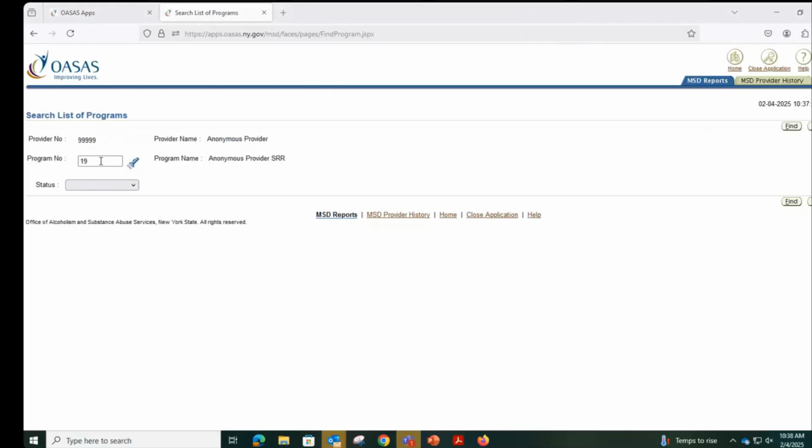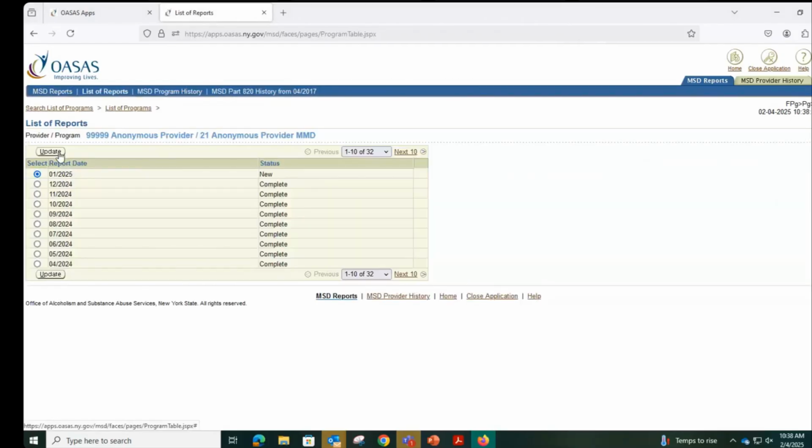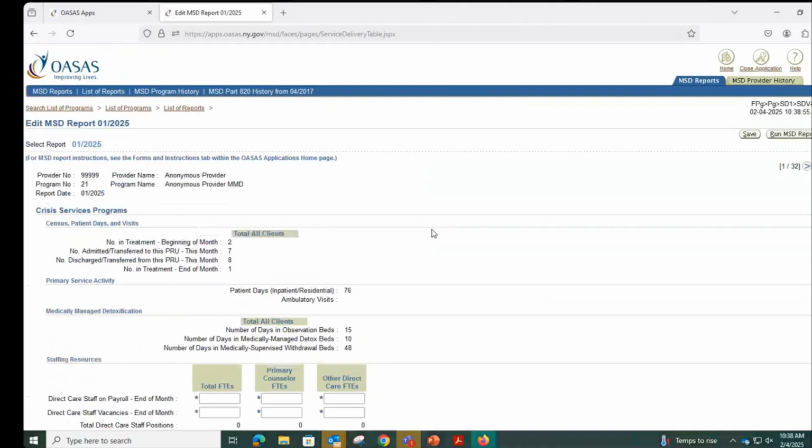So we're back at the program screen, and I am going to go to my crisis program. Open that MSD. And literally in the crisis program, the only thing that we're filling in is the staffing information. As with all other programs, the census will populate from the CDS transactions you're entering, so the PAS46. We're going to see patient days there again, from your PAS46, it's calculating that information.